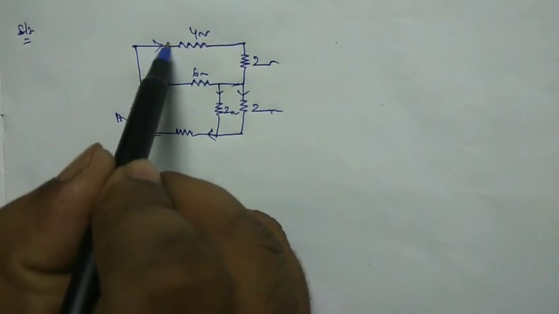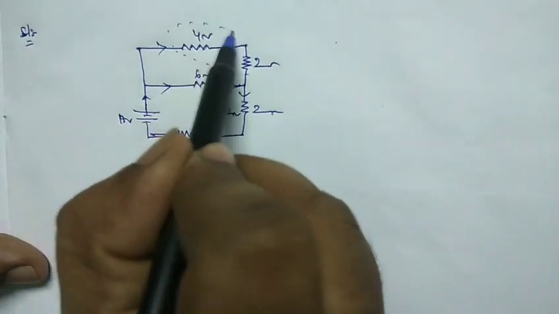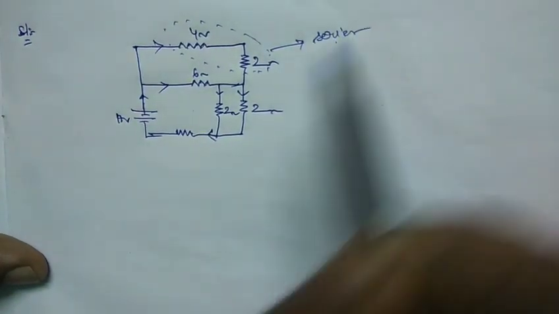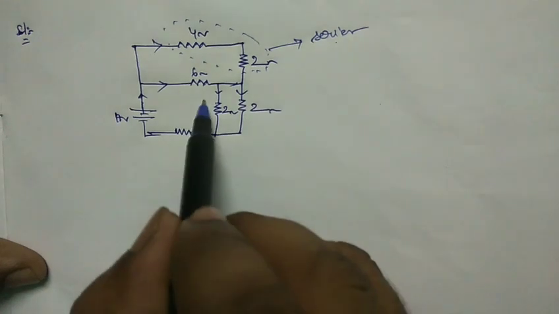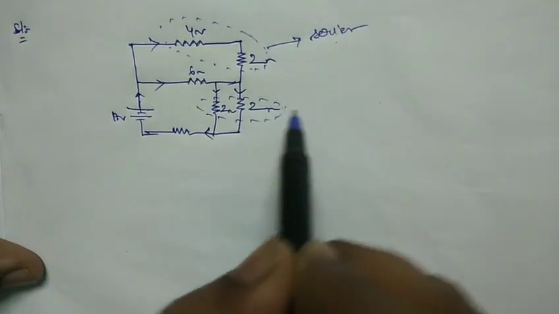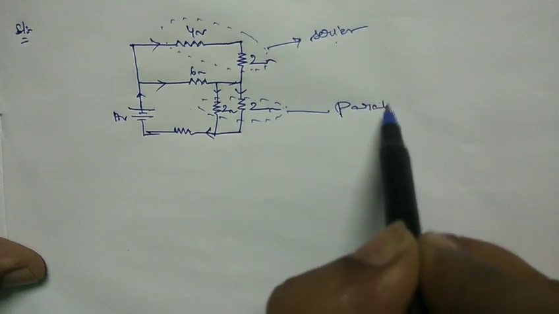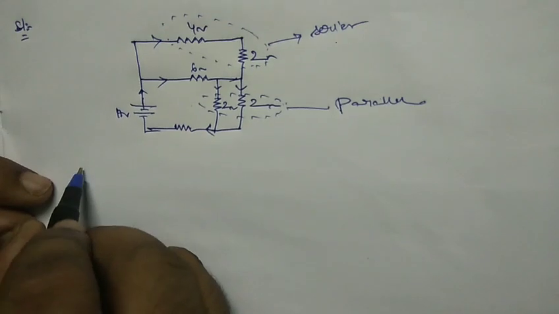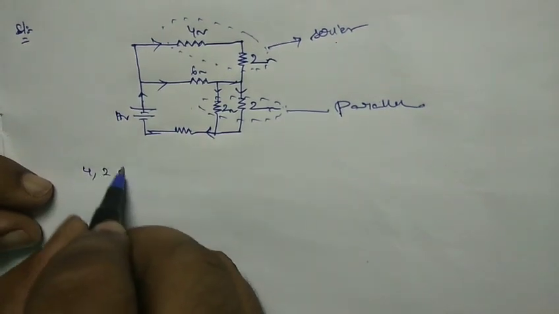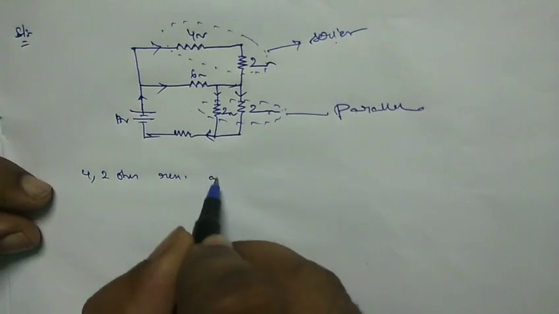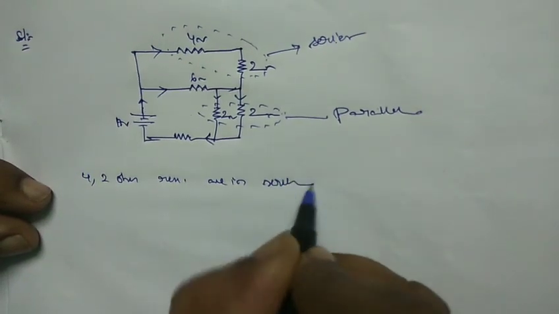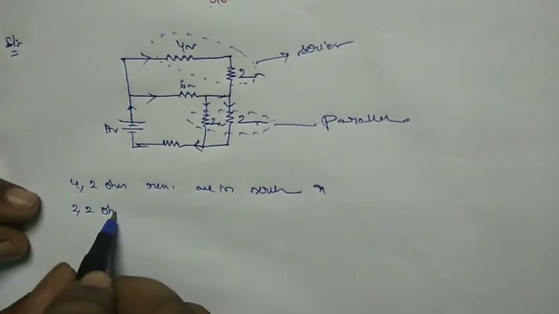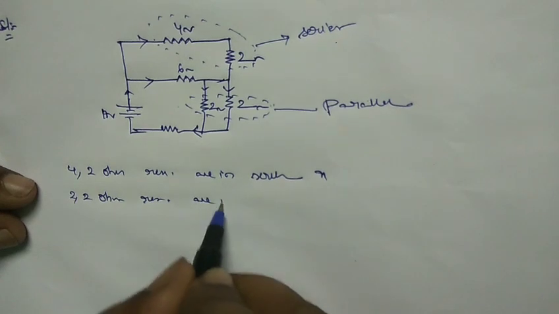So see here, this is 4 and 2. 4 and 2 are in series, and here 2 and 2 are in parallel. So we write that the 4 and 2 ohm resistances are in series, and the 2 and 2 ohm resistances are in parallel.